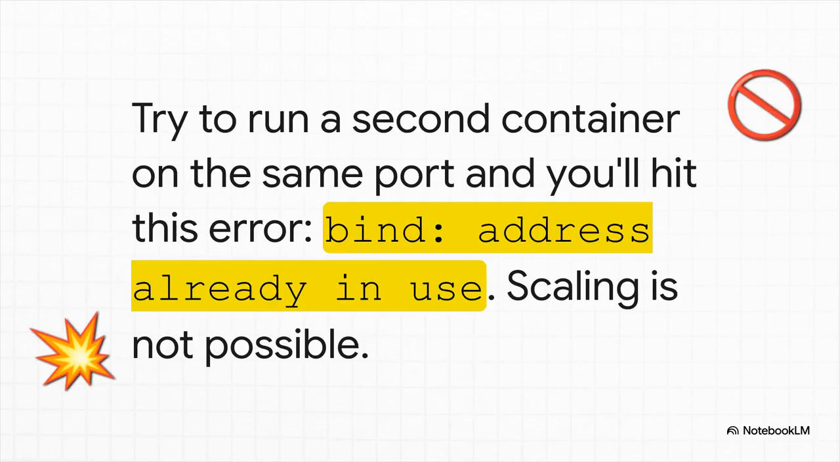But, and this is a big but, that speed comes at a price. What happens when you try to launch a second container that also wants to use port 8080? Bam! You get this dreaded error. Because the host port is already taken, the second container just fails. So trying to scale up with the host network? Yeah, good luck with that.